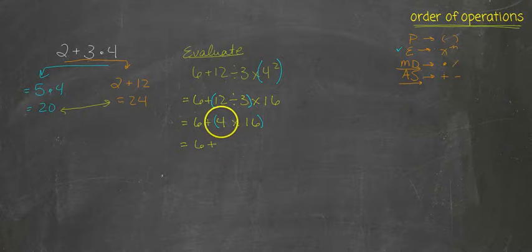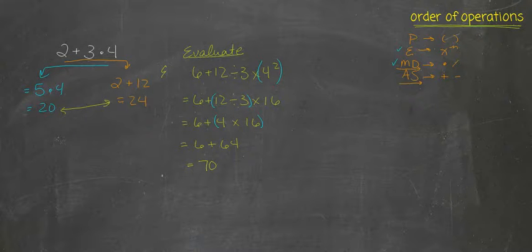6 plus, well, 4 times 16, well, 2 times 16 is 32, and twice that is 64. And now I've finished with multiplication and division. All I have left is addition, subtraction, and I just have one of them, so it's pretty obvious what I'm going to do here. Except maybe I'll do it with the right numbers. 70. 64 plus 6 equals 70.